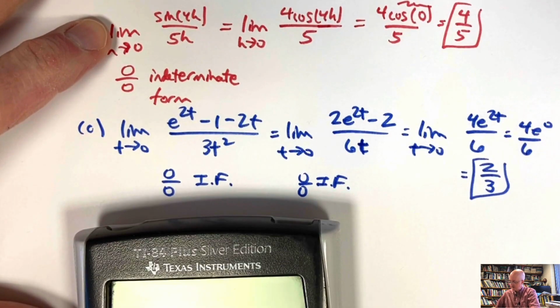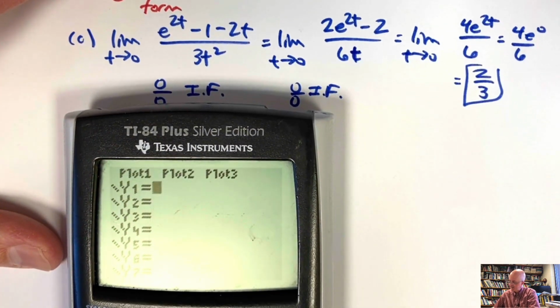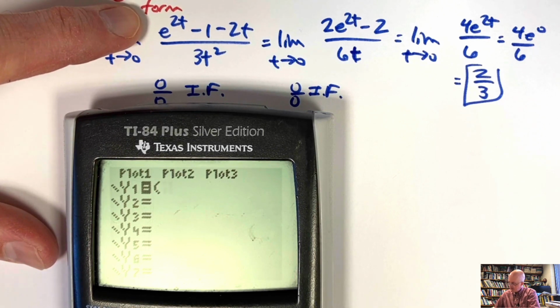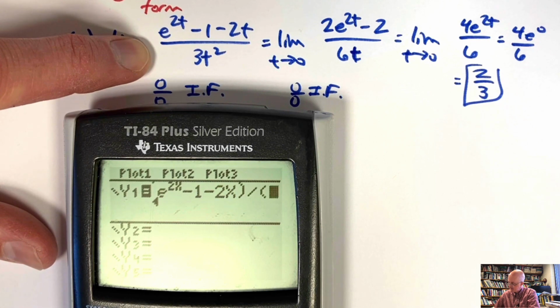You can confirm these answers, by the way, with a graph. Let's just go ahead and do this one here. Of course, in my calculator, I've got to use the variable x. So I'm going to think about the original function here. E to the 2x power, and then minus 1 minus 2 times x, all divided by, in parentheses, 3x squared. I'm letting x go to 0.